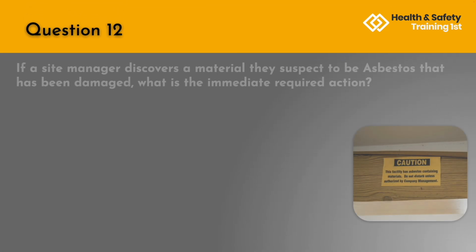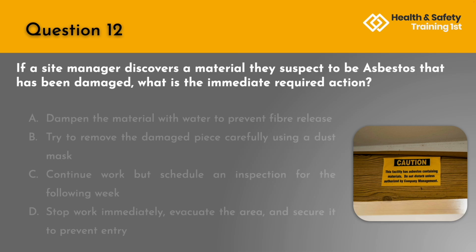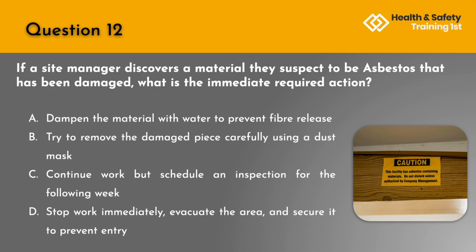Question 12. If a site manager discovers a material they suspect to be asbestos that has been damaged, what is the immediate required action? A. Dampen the material with water to prevent fibre release. B. Try and remove the damaged piece carefully using a dust mask. C. Continue work but schedule an inspection for the following week. Or D. Stop work immediately, evacuate the area and secure it to prevent entry.